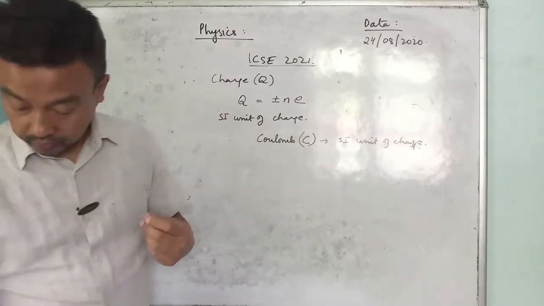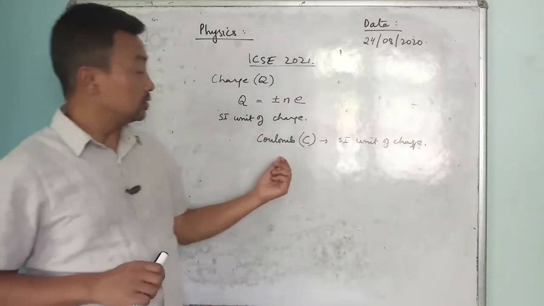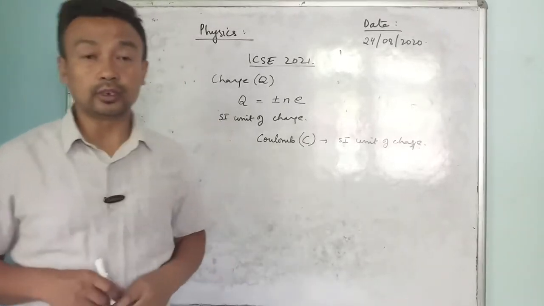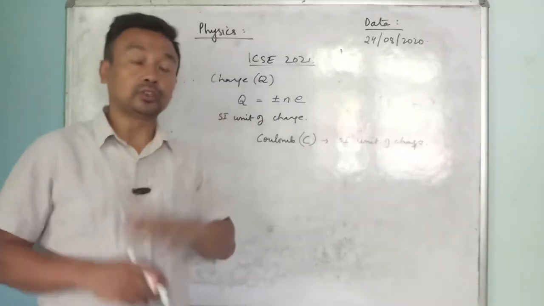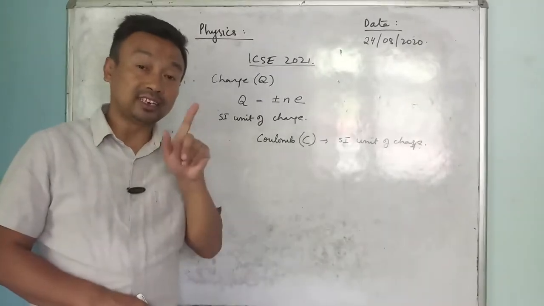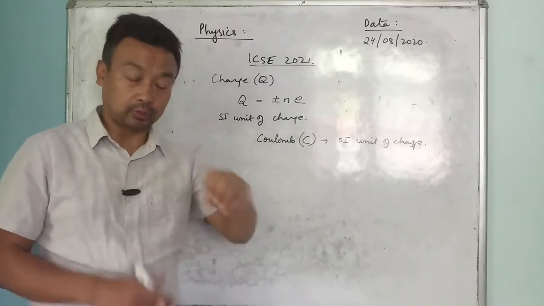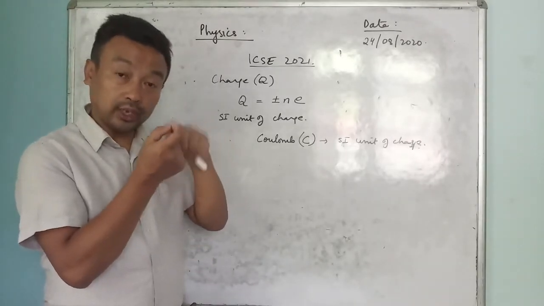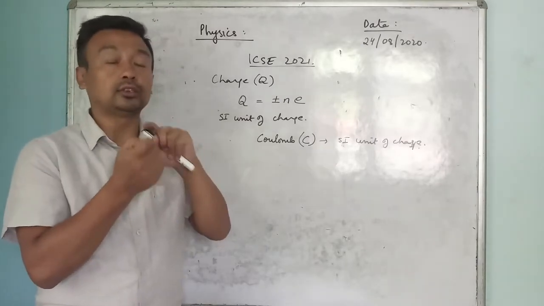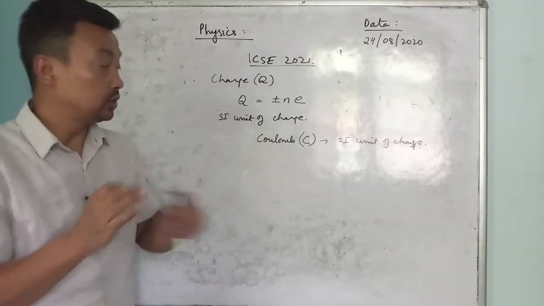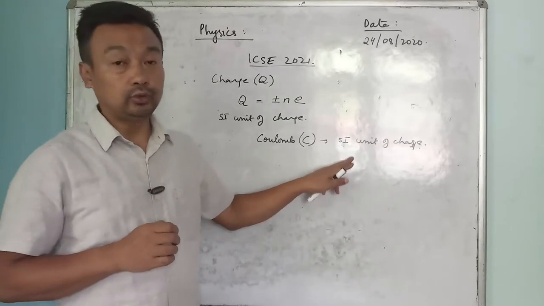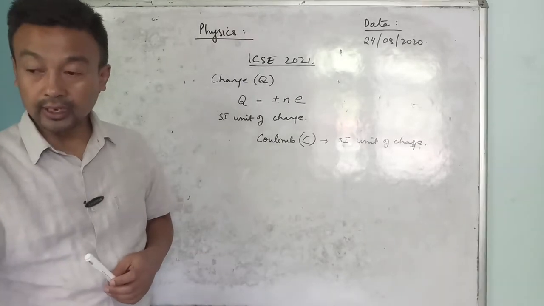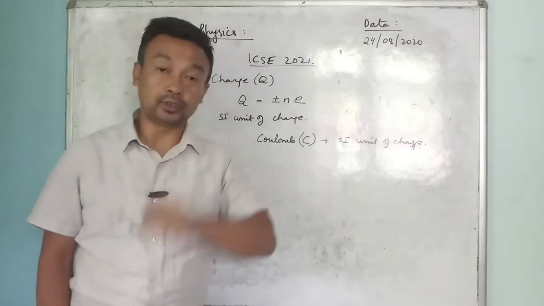So in one electron, how much charge is present? Very, very less. There is a value given in the textbook. It is something like 1.6 into 10 to the power minus 19 coulomb. Suppose I take one electron from a conductor, that electron has a negative charge. And how much charge is present in that electron? It is 1.6 into 10 to the power minus 19 coulomb. You can refer to that in your textbook. The values are given there.